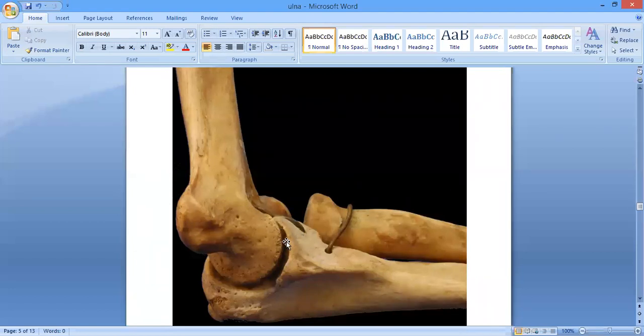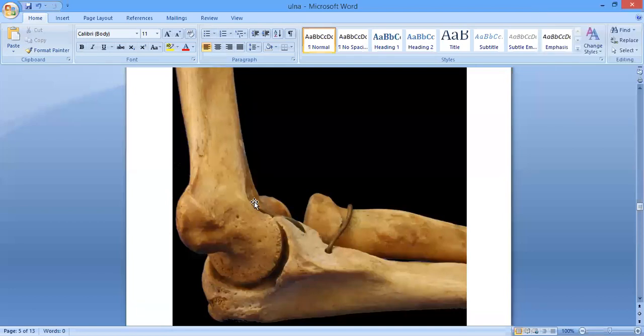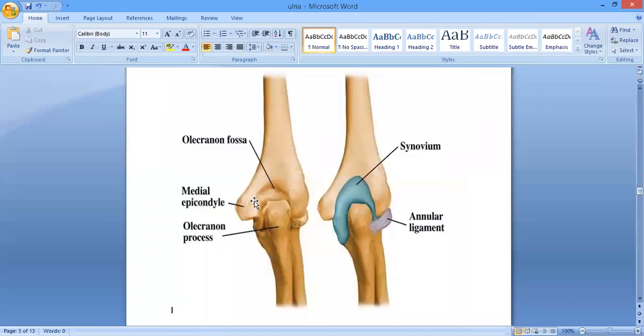You see this pointed projection, the anterior projection of the coronoid process. It is going to be received over here in the coronoid fossa of the lower end of the humerus. Is it clear?